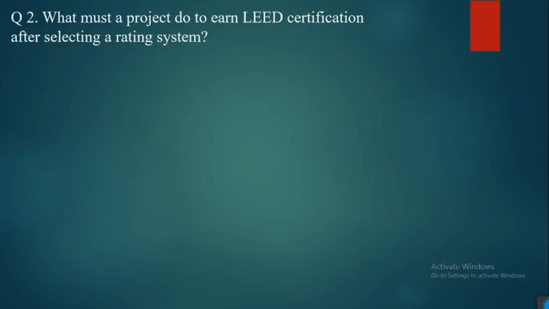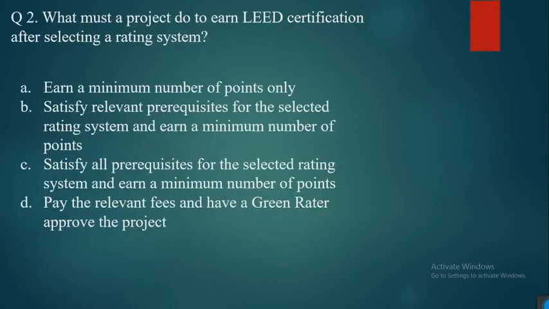Question number 2. What must a project do to earn LEED certification after selecting a rating system? Options are: earn a minimum number of points only; satisfy relevant prerequisites for the selected rating system and earn a minimum number of points; satisfy all prerequisites for the selected rating system and earn a minimum number of points; pay the relevant fees and have a green rater approve the project.